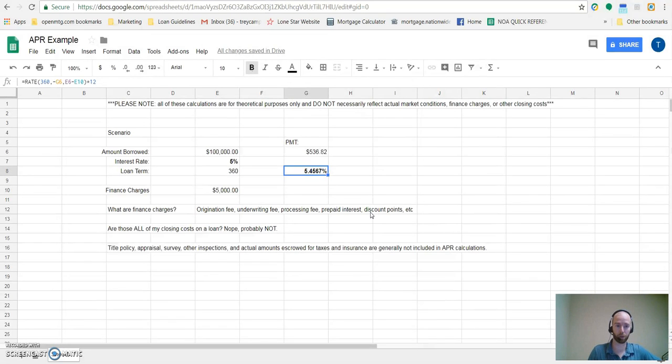What's usually not included in APR is your title policy, appraisal, survey, any other inspections you might get. If your property has a septic system, you might want to get a septic inspection, or it might be something that's actually required in your loan. Who knows? So those items are typically not included in APR.